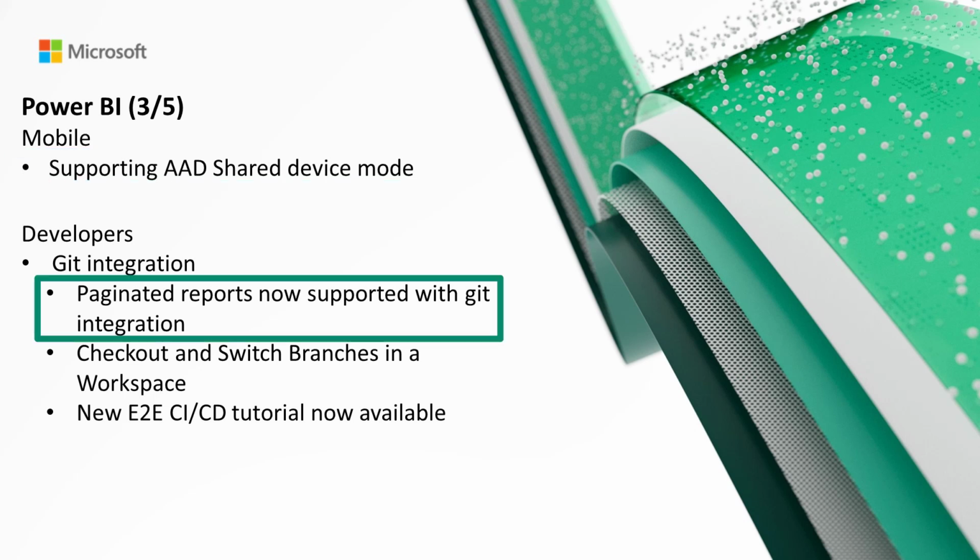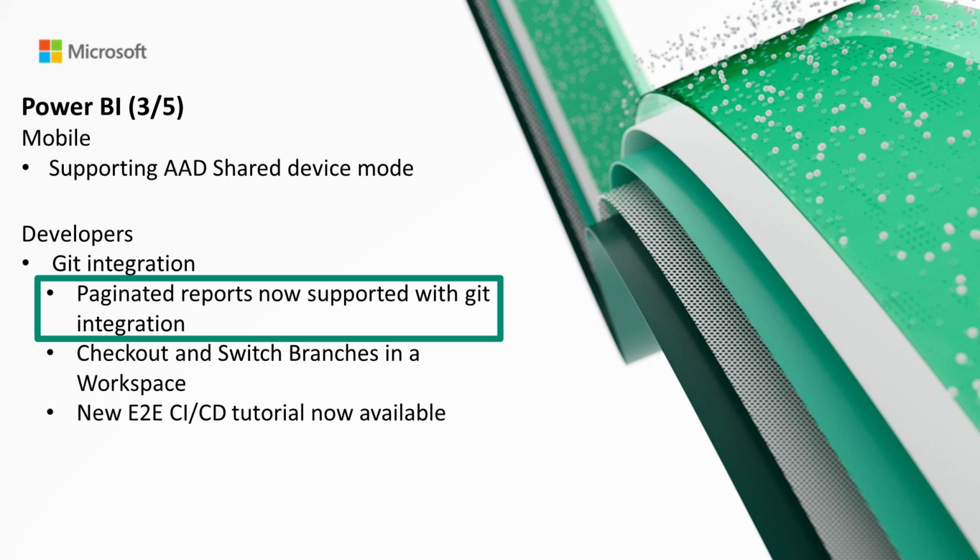For developers, we've got several features for Git integration. Starting with, paginated reports are now supported with Git integration. Since Git integration was launched a few months ago, we've supported only two items: Power BI reports and Power BI datasets. We're now excited to add a new item, paginated reports.